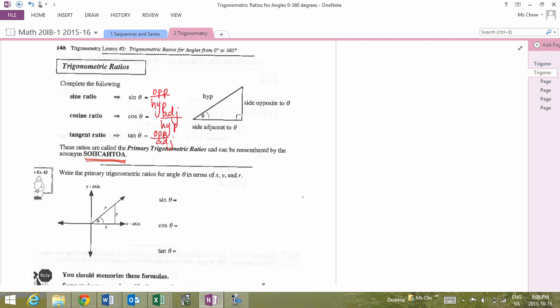So, looking at example number 2, write the primary trig ratios for angle theta in terms of x, y, and r. So, of course, if our angle theta is in standard position, then opposite is y, adjacent is x, and r is our hypotenuse. So, sine of theta then is opposite over hypotenuse, or also known as y over r. Cosine of theta, adjacent over hypotenuse, or x over r. Tangent of theta is going to be opposite over adjacent, or y over x.